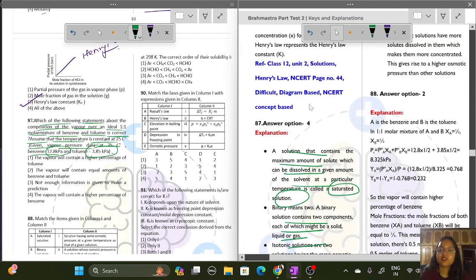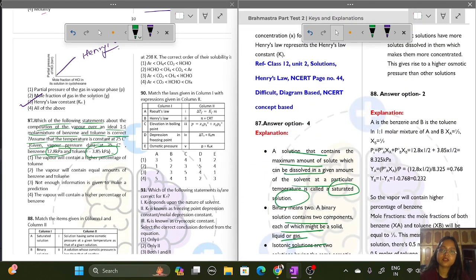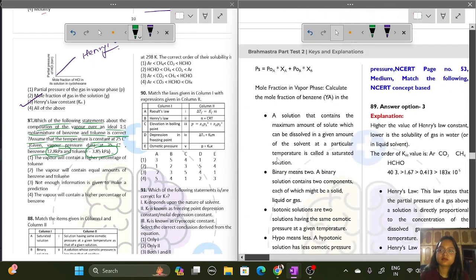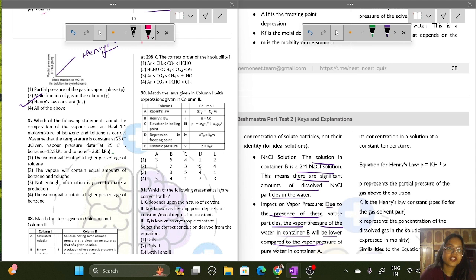Yeah, it is for question number 88. This solution is for question number 88. This is for question 89. Yeah, so question number 87.